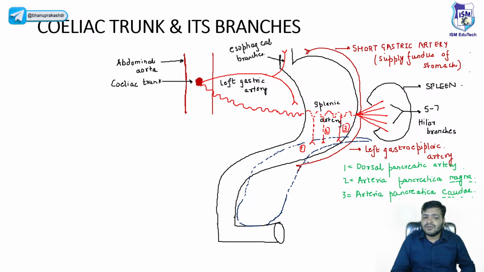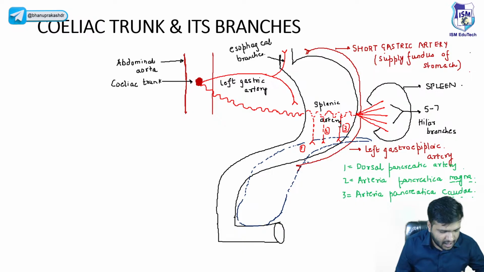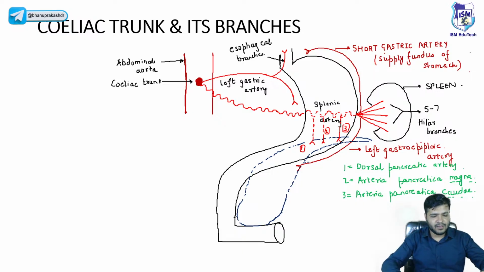So these all three are like the posterior branches only. The dorsal pancreatic artery is supplying the body part. Pancreatica magna supplies the major body part, and the chordae is supplying the tail. So right now, guys, in the chat box, tell me how many pancreatic branches we have just discussed. Pancreatic branches are three, but I want the splenic artery branches.